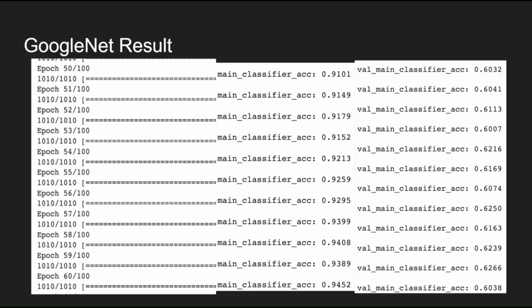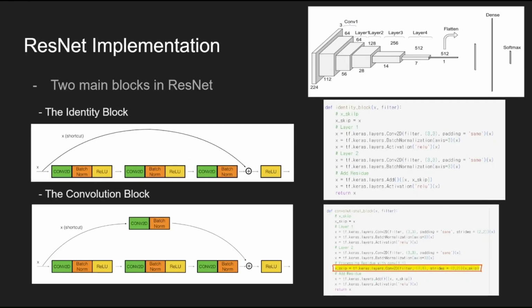However, due to the model complexity from using many layers and the inception module, it was not easy to overcome the overfitting. The last model we have implemented is the ResNet. For ResNet, identity blocks and convolution blocks are needed. The identity block is the standard block used in ResNet, and the convolution block is a block used when the input and output dimensions don't match up.